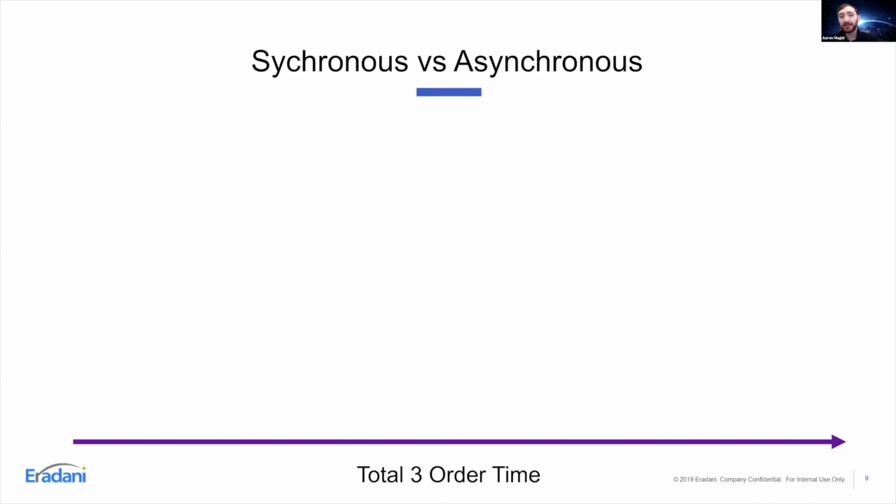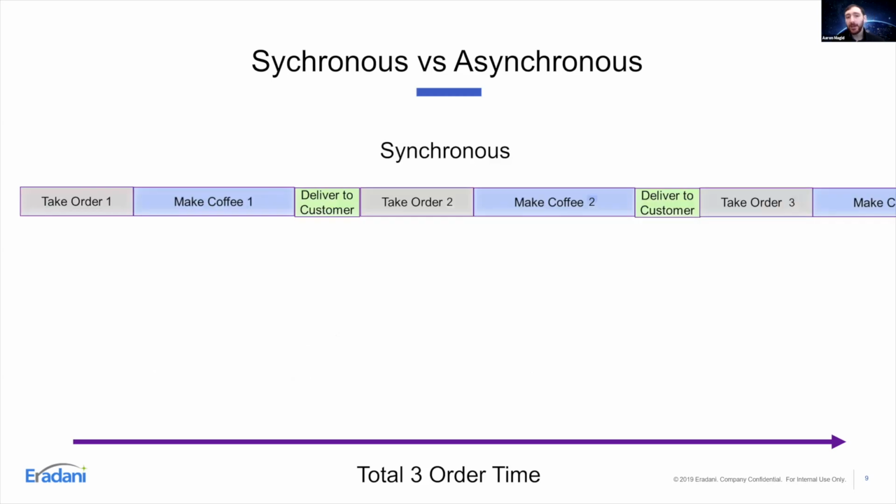And when you look at a longer example, let's say we have 3 orders to take. We've got 3 people in line. Your timeline looks like this when you do the procedural architecture. You take the first order, you make the first drink, you deliver it. You take the second order, you make the second drink, you deliver it. And it ends up taking a long time with a lot of idle time.